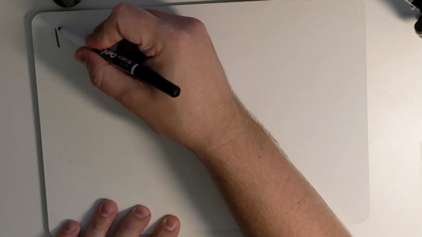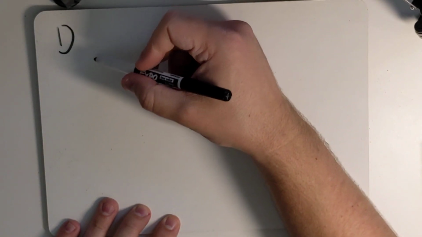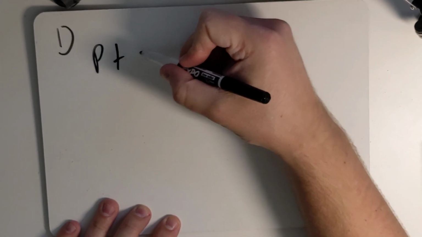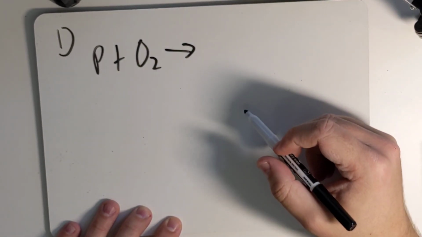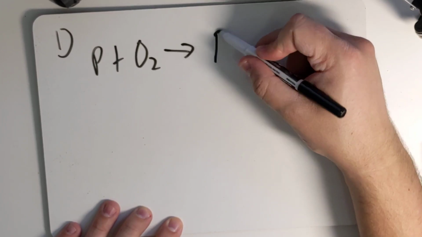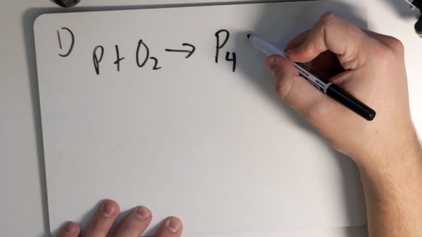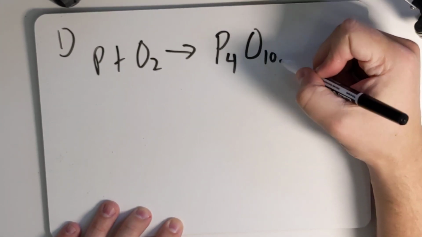So let's get started. For number one, we have phosphorus plus oxygen yields, we have 4 phosphorus and 10 oxygen.